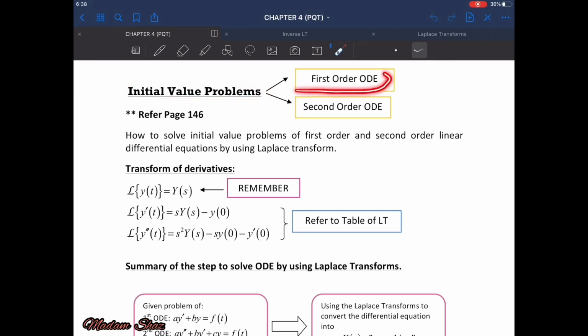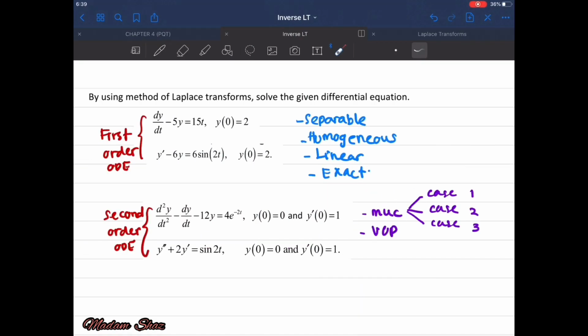Consider the first order differential equation and second order differential equation by using Laplace transform. The differential equation that we want to solve is divided into first order and second order differential equation. First order means that the highest derivative is y prime. The second order differential equation means that the highest derivative is y double prime.